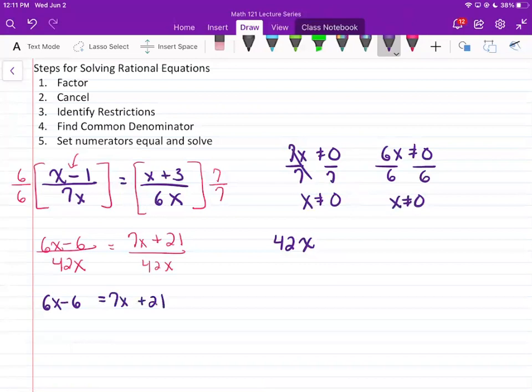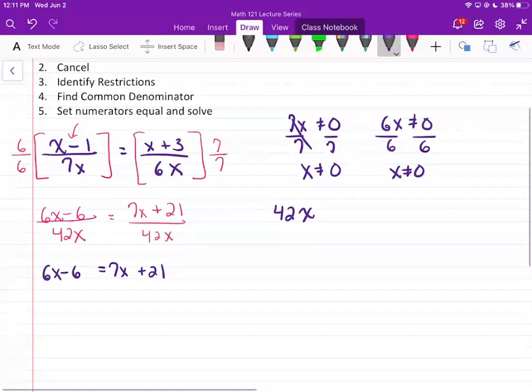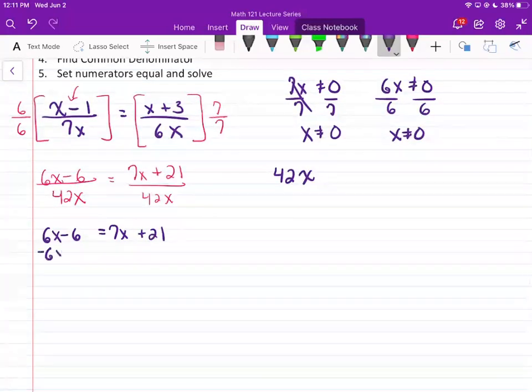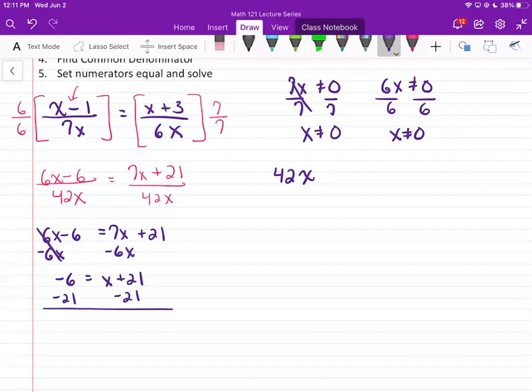to each other. That's the equivalent of having two pizzas of the same size. You divide one into 8 slices and one into 6 slices, but as long as the whole is equal, the numerators are going to be equal. Here I'm going to solve for x. I subtract 6x from both sides, and I have negative 6 equals x plus 21. Subtracting 21 from both sides, I get x equals negative 27.